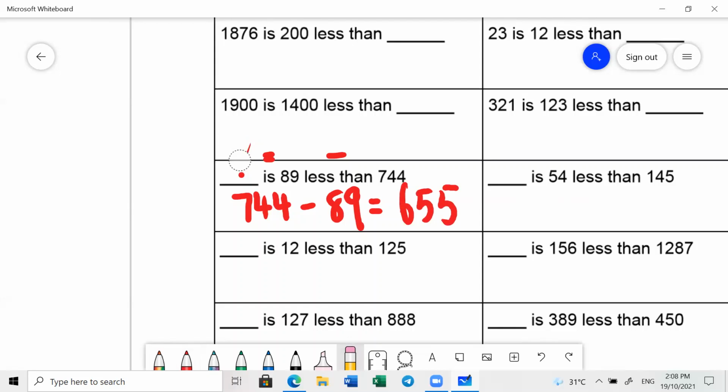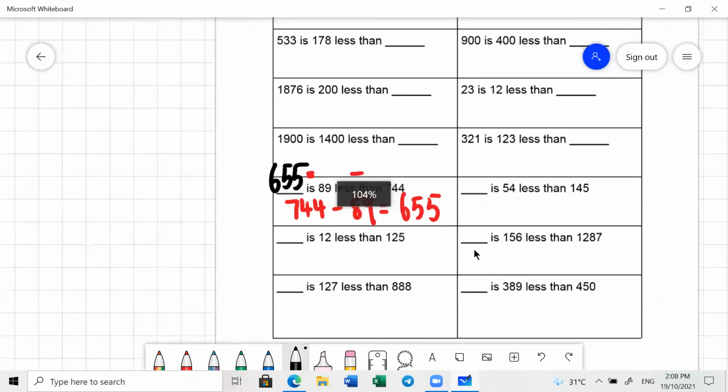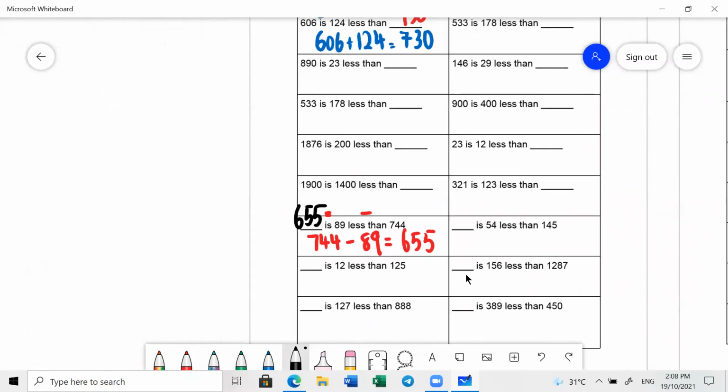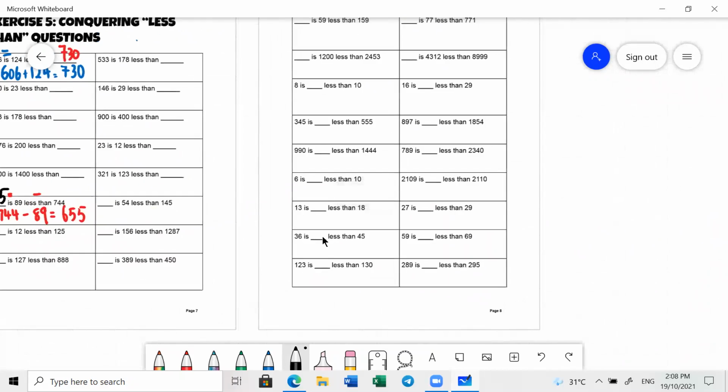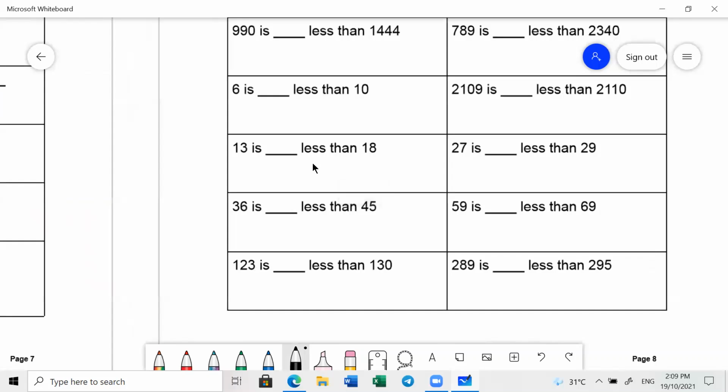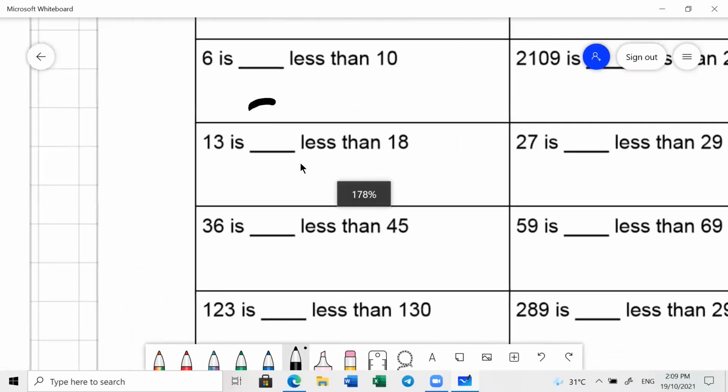All right, you want to change away the question mark and you want to put in 655 over here and you can see that 655 is 89 less than 744. Does that make sense? Yes. So now we have covered question mark on the right, question mark on the left. Now we're going to look at question mark in the middle, okay? Question mark in the middle. Now, question mark in the middle, let's say question mark is over here.